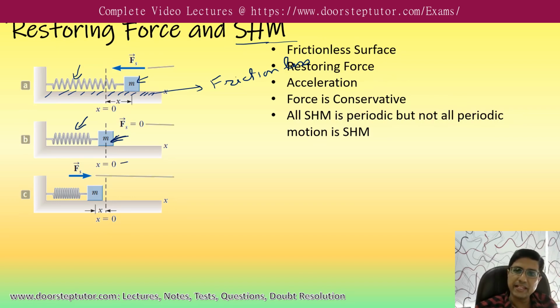This position is known as x equal to 0. This is just a convention, for the sake of simplicity. We have just said that this neutral position, where the force of the spring is 0 and it is not exerting any force, is x equal to 0.